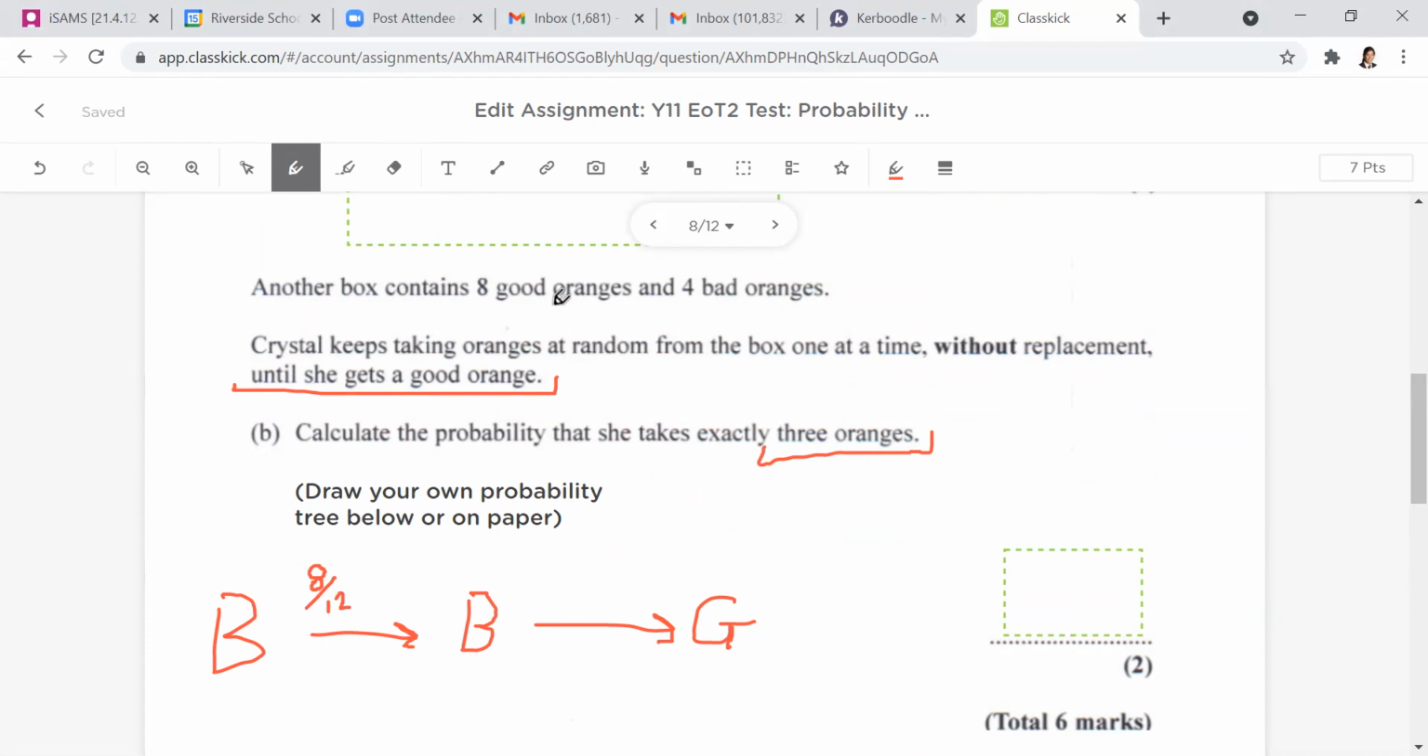Okay, the second, sorry, 4 out of 12 was for the first bad. The second bad would have been, well, there's only 3 left, and there's 11. And then, Mr. Lu, yes.